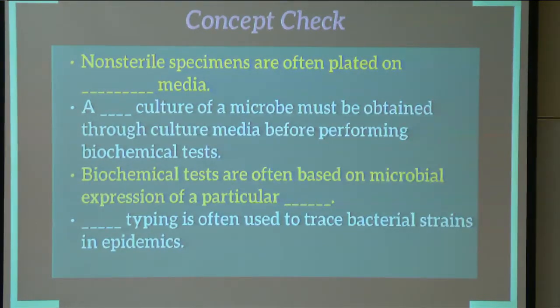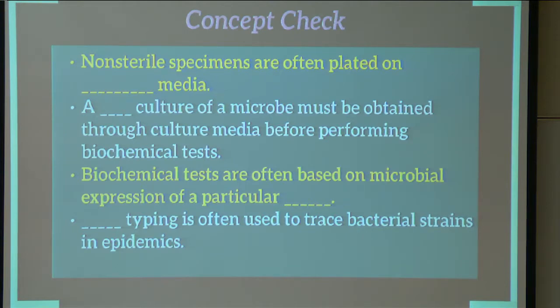Let's do a concept check, a couple, then I think I have 2 slides, one more concept check, and then we'll give you guys a little break. So this one, non-sterile specimens. That means we have multiple bacteria. They're often plated on what type of medium? Selective. Remember, we're trying to select for one, we're trying to pull one out. You want to have what's in bullet point 2, which would be a blank culture, before you can run a biochemical test like this. Pure. You want to have a pure culture.